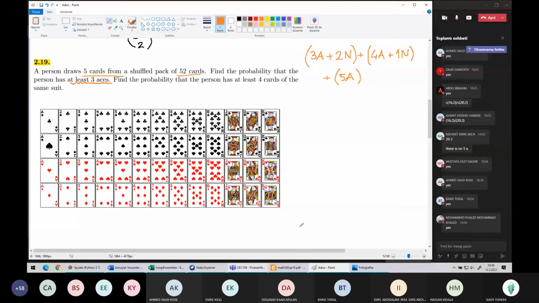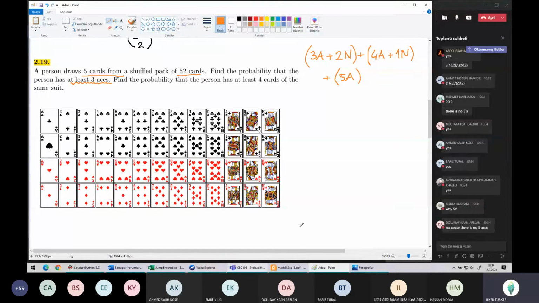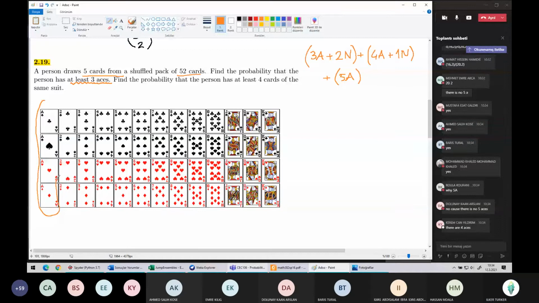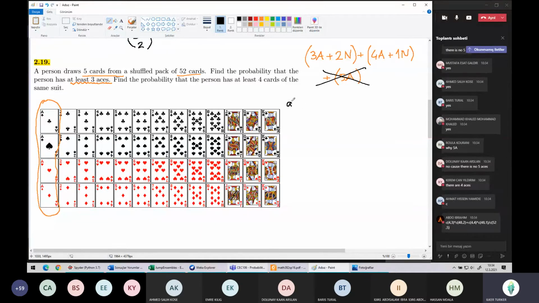Yes, but there's a problem here. Yes, Mehmet Emre recognized it. We have how many aces in total? There are only 4 aces, so we don't have such a choice. So the first two ones, 3 aces from 4. This is part A of the question. 3 aces from 4.